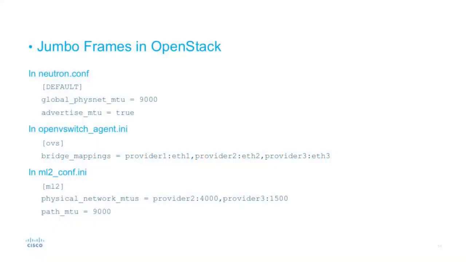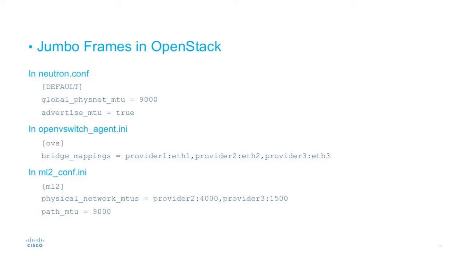So in OpenStack, it's not very straightforward. There's no CLI to do it. We had to update a bunch of config files and restart the DHCP agent and Neutron server. So basically 3 files. In neutron.conf, enable global physnet MTU as 9000, and then advertise MTU true. This is optional. If the DHCP server or a router advertisement needs to advertise MTU to the interface, then that has to be set to true.